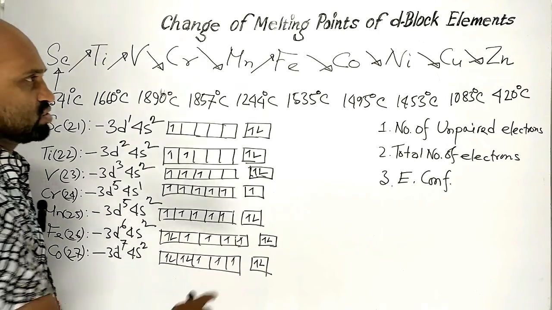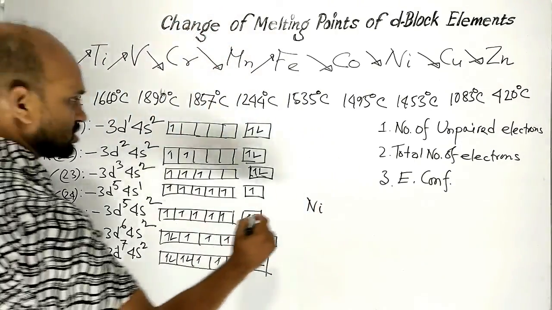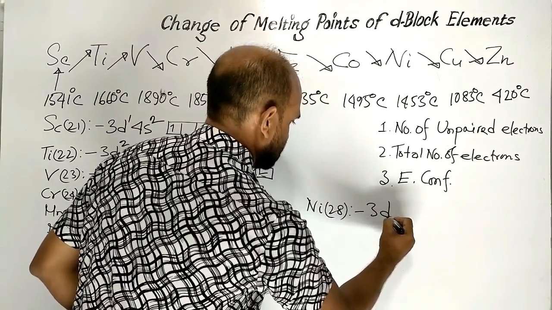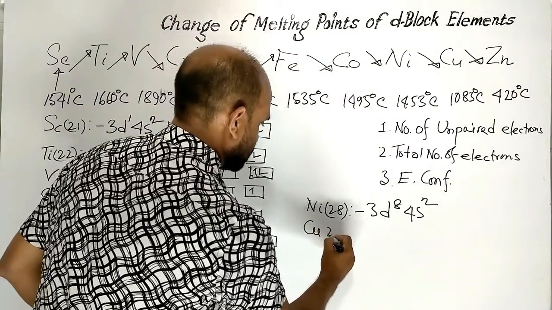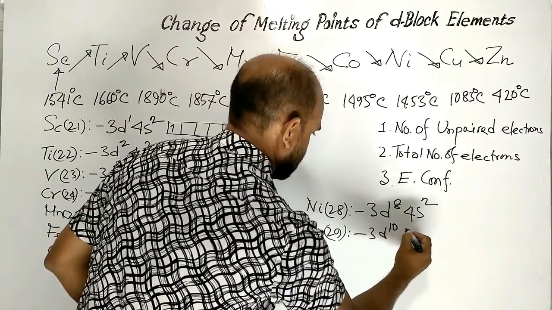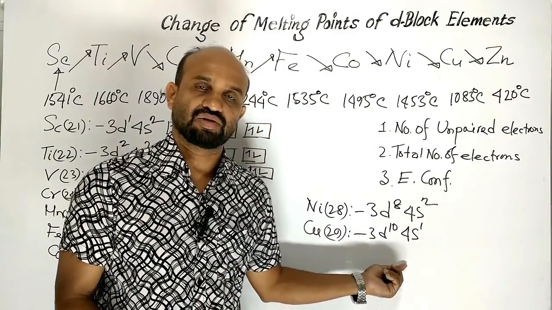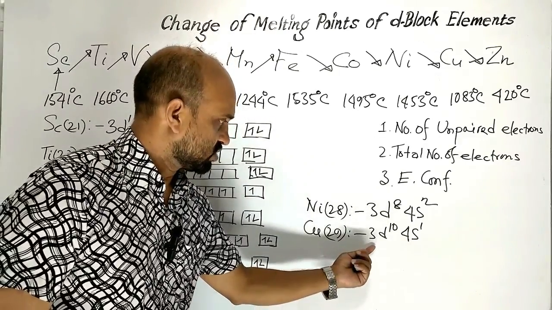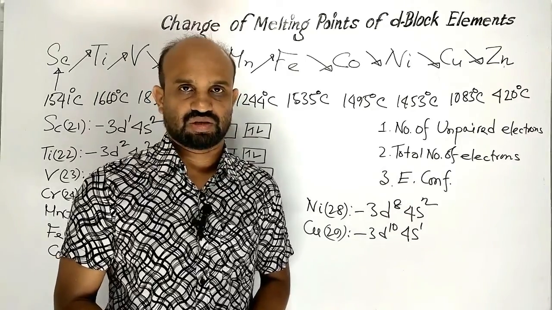Now let's see about nickel. Nickel's atomic number is 28. The electronic configuration is 3d8 4s2. Then copper, 29: 3d10 4s1. The electronic configuration is rearranged to get a stable electronic configuration. That is, the d orbital is fully filled and the s orbital is half filled, which is a stable electronic configuration.